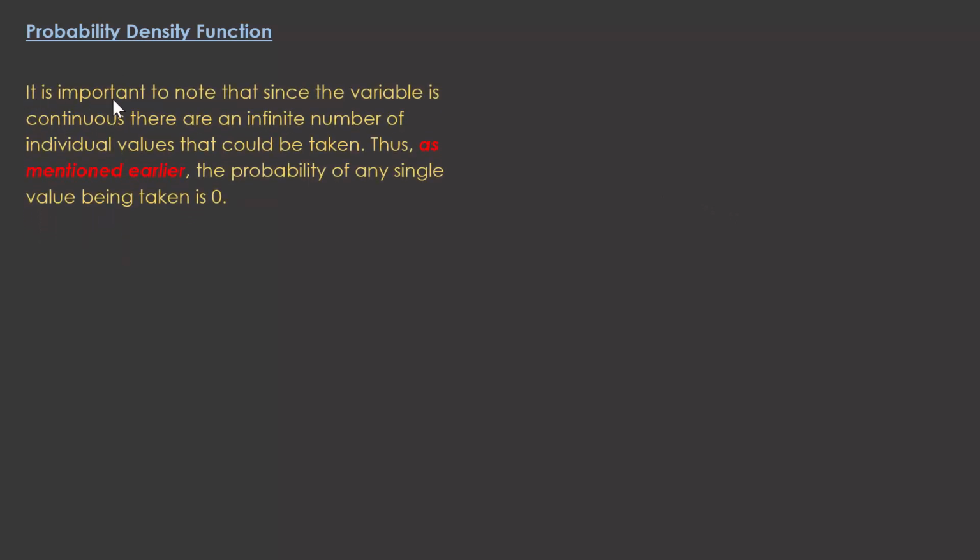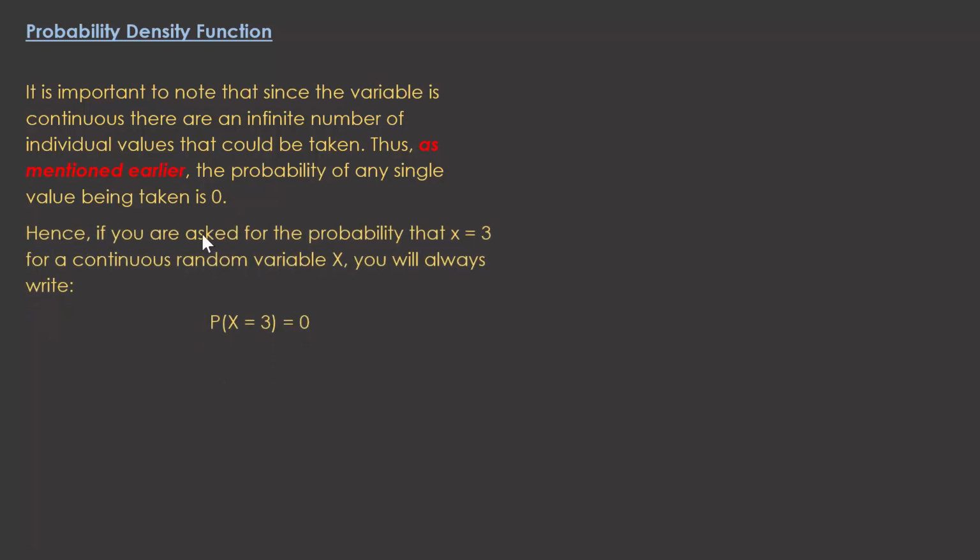Probability density function. It is important to note that since the variable is continuous, there are an infinite number of individual values that could be taken. Thus, as mentioned earlier, the probability of any single value being taken is 0. Hence, if you are asked for the probability that x is equal to 3 for a continuous random variable x, you will always write the probability that x is equal to 3 is 0.